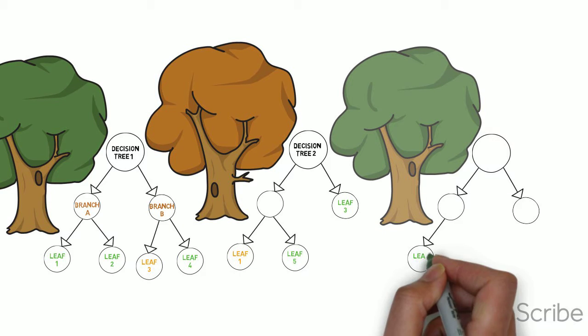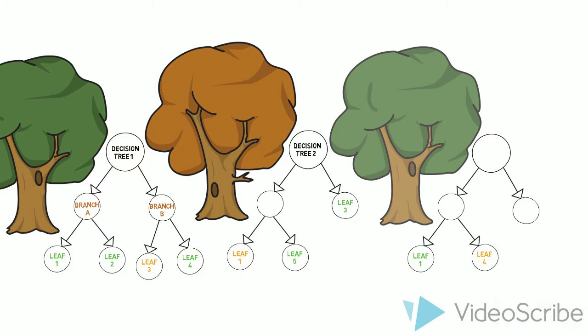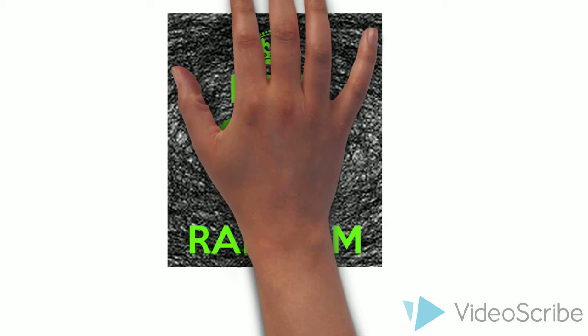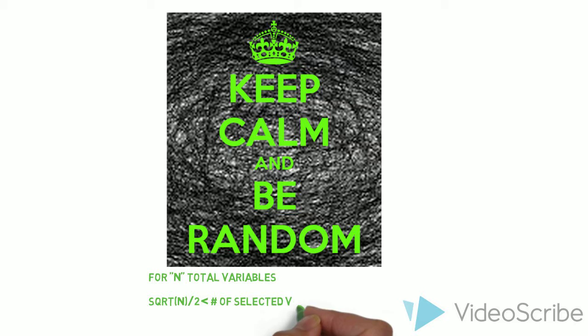Random forests employ a technique called bagging, which consists of generating a multitude of decision trees from random subsets of the training data and aggregating their predictions. What makes random forests that bit more random, and hence more robust, is that each tree is formed from a random selection of variables. The number of variables selected is approximately the square root of the total number of variables.